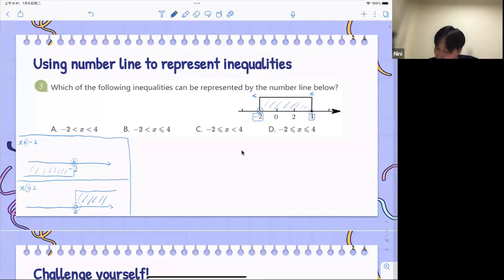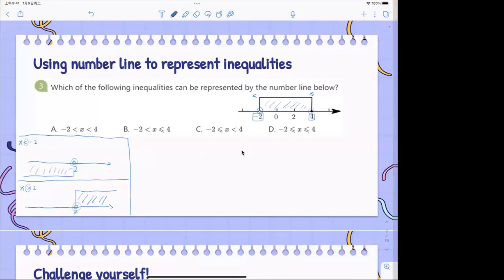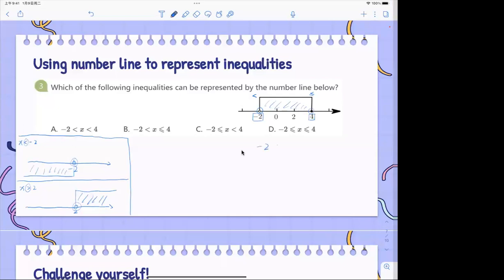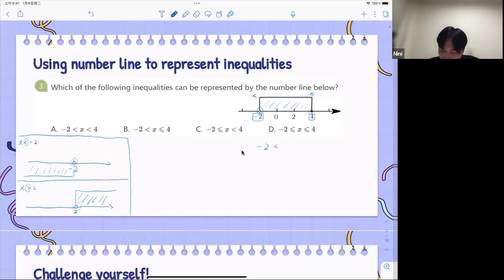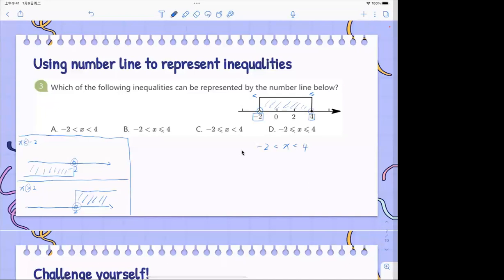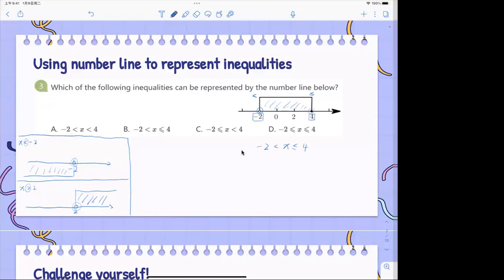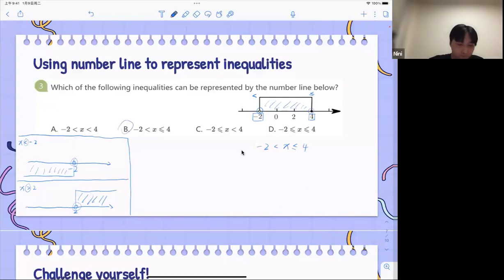Okay, so we are going to write it down as this -2, and because x should be larger than this -2, we can put x here. And also we know that 4 is on this side, and we know that x is less than or equal to 4, so that is how we write it down. So the answer should be, I think that is B, right?